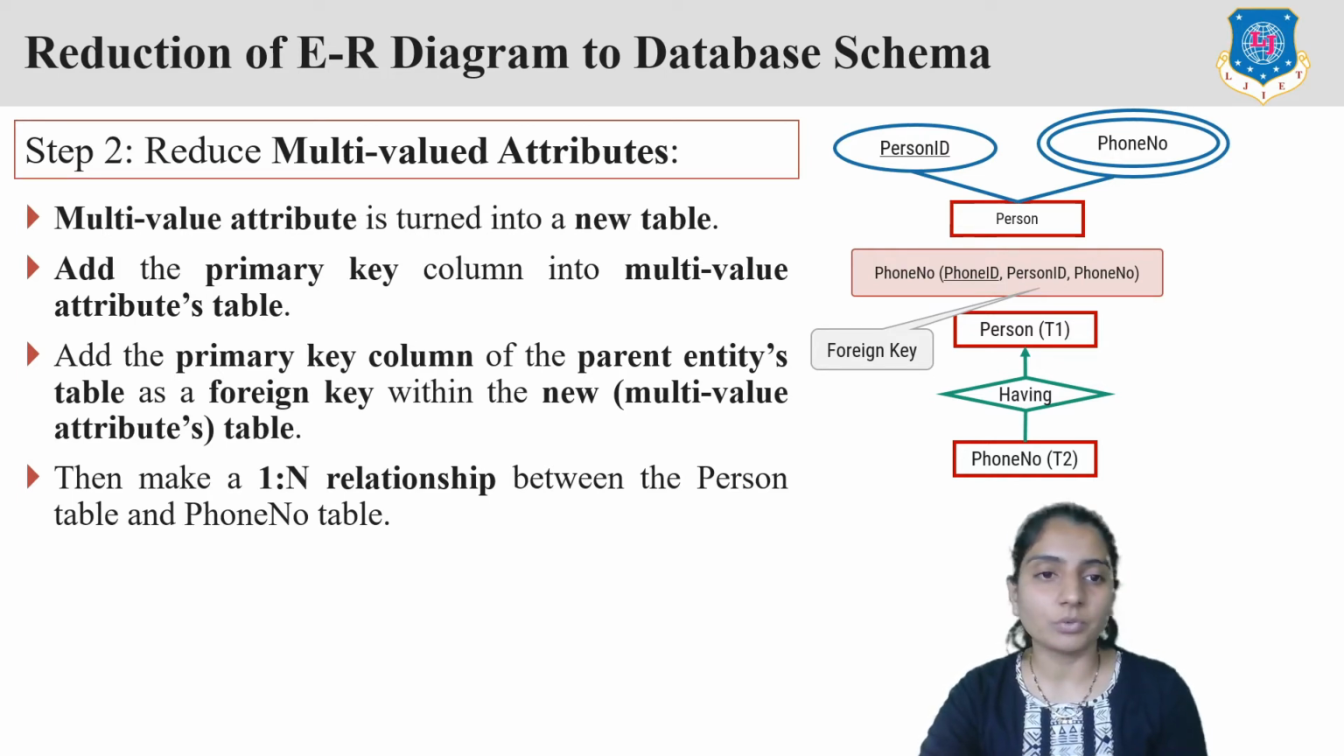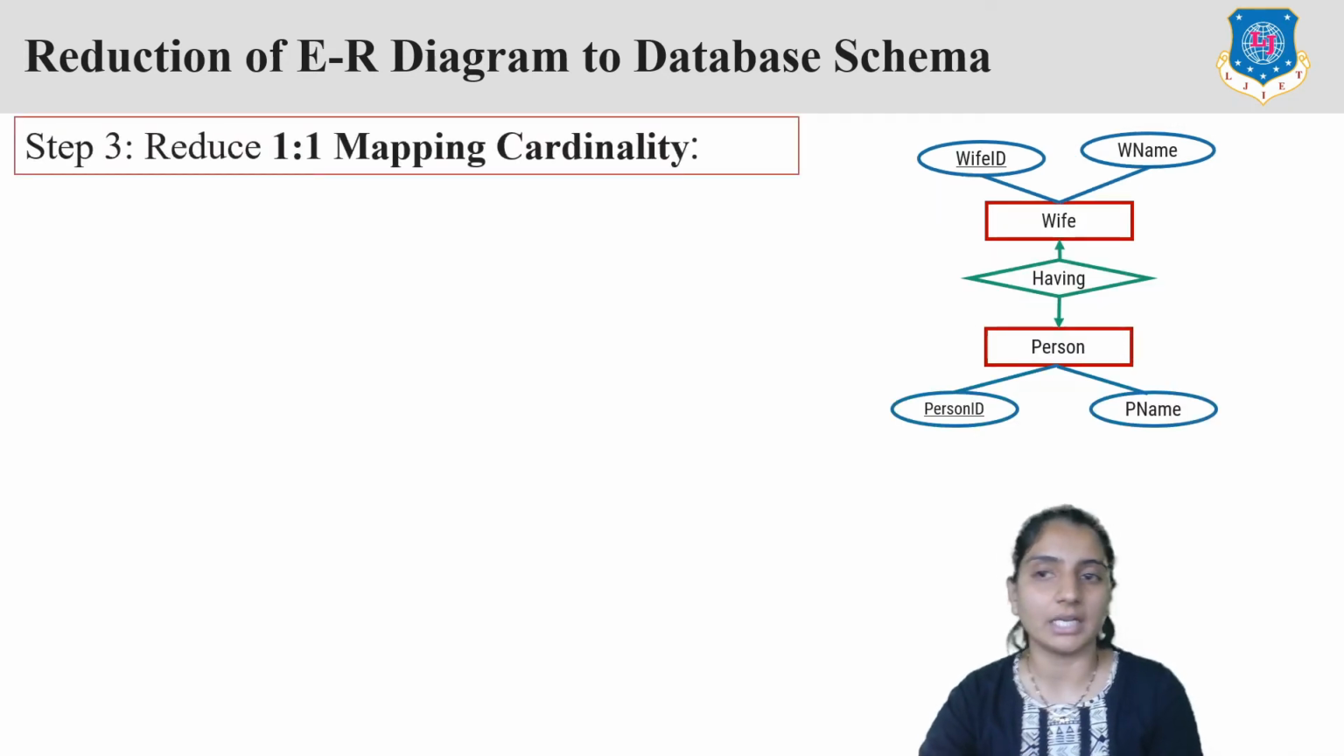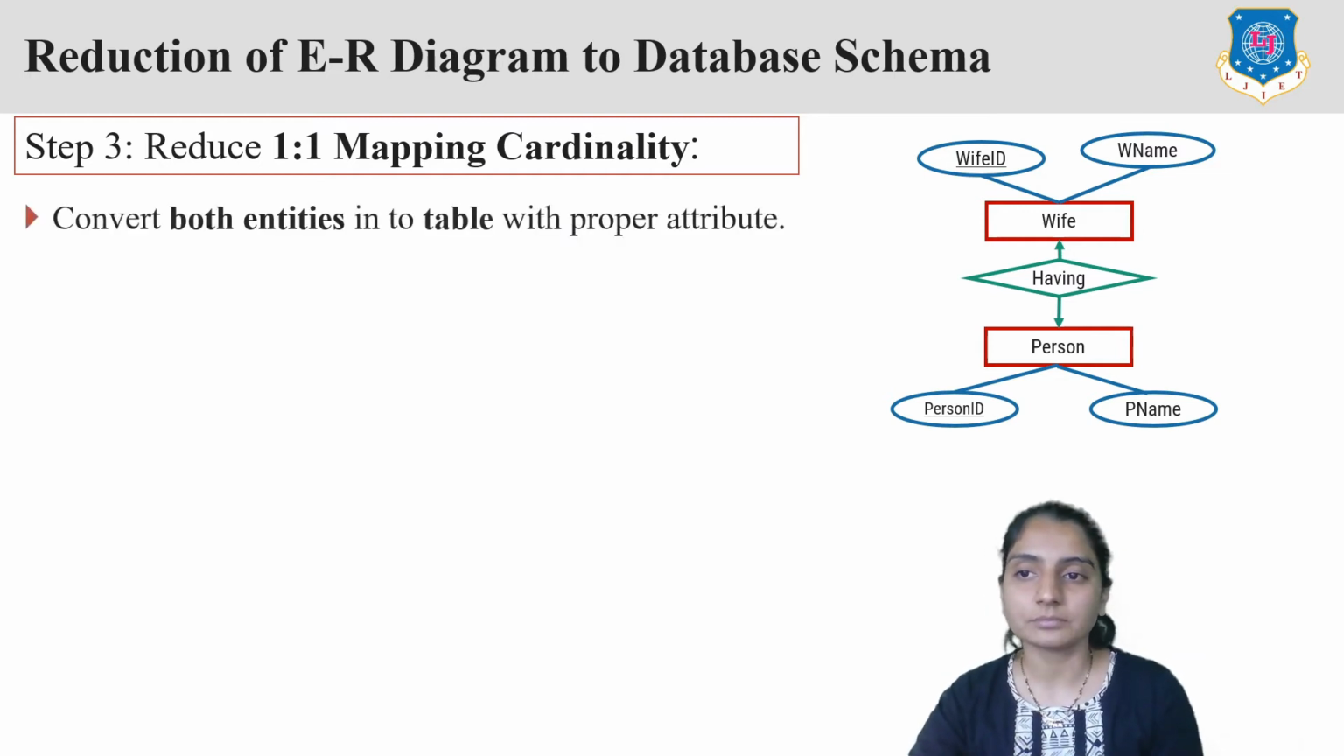So, move towards the third step, that is reduction of one-to-one mapping cardinality. In the third, fourth and fifth steps, we have to reduce the cardinality, and for that we have to create new tables for the relationship between two entities.